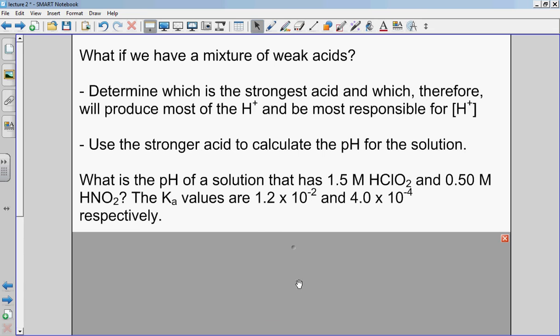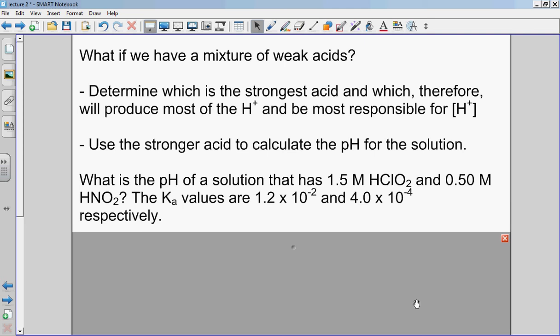Okay, a problem that may arise is if you have a mixture of weak acids. So instead of having a single weak acid in solution, maybe you'll have two. Okay, and so how do you handle that? The thing that you do is you determine which one's the strongest acid, again based on what the Ka is. The one with the larger Ka will be the stronger acid. That will produce most of the H plus in solution, and so we'll say that that's pretty much going to be responsible for the H plus concentration. So we'll use the stronger acid to calculate the pH for the solution, and that's pretty much it if all you want is the pH.